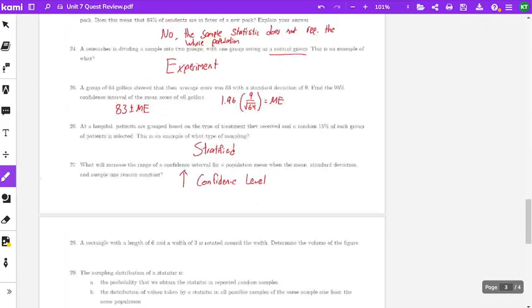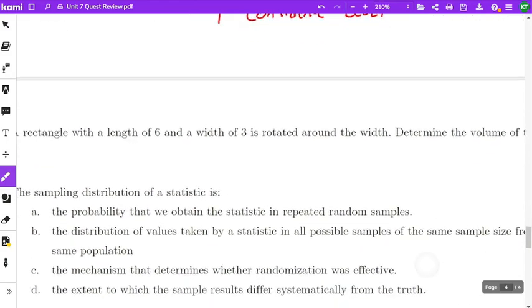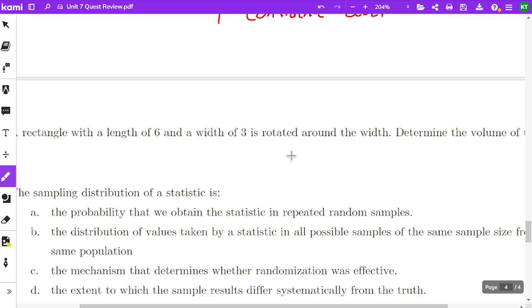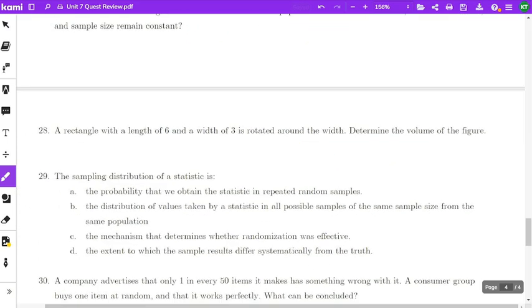Why are these last two questions not showing up? There they are. Rectangle, length of 6, width of 3, and it's rotated around the width. So that means 3 here, and then a 6 and a 6 here. That's going to be my cylinder. So that will be pi r squared. My radius is 6 times my height, which is 3. Calculate that, figure it out.